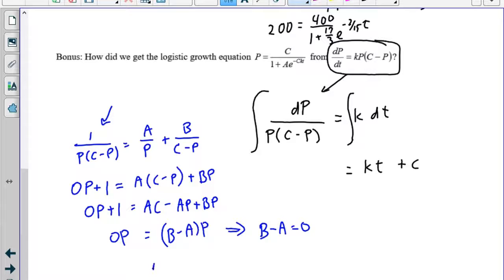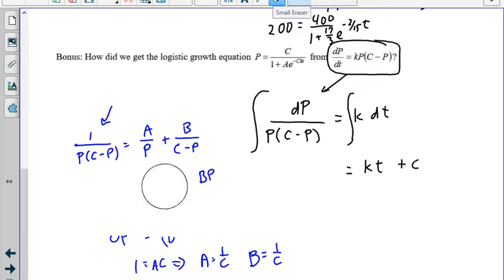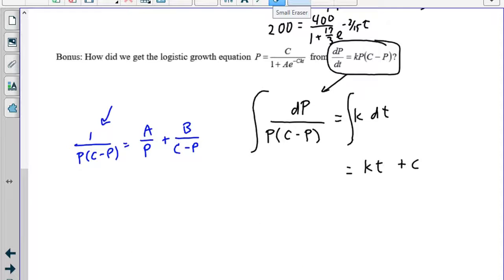And then I also know that ac equals 1, which means that a equals 1 over c, which means that b is also equal to 1 over c. So when I take a look at A and B, A and B are both equal to 1 over C. So after I do all of that mathematics, I end up with A and B being replaced with 1 over C.